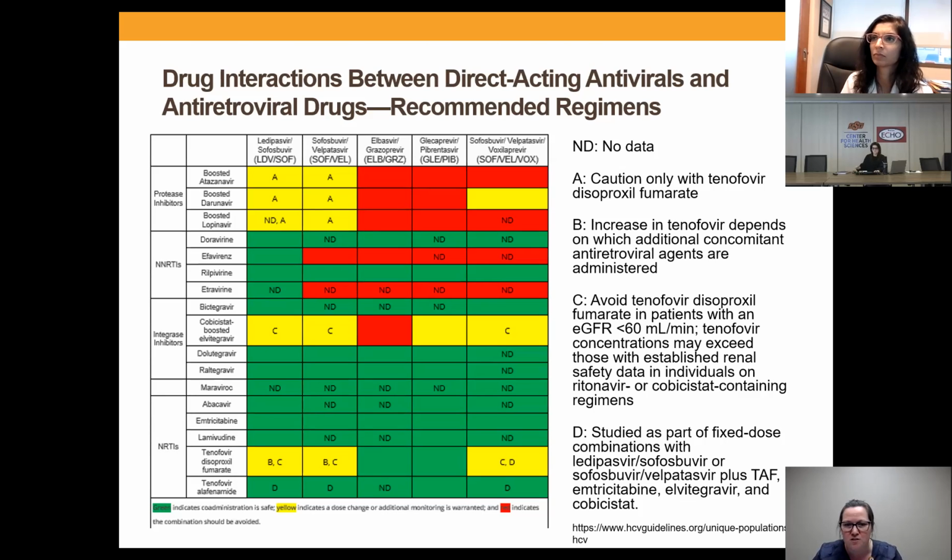What other considerations might there be? Yellow, then there's a letter here. So A, you'd come to the right. Okay, A, that's only a caution with tenofovir disoproxil. So there's a lot of data that you can look at very quickly to see what options you might go with, especially if a patient is already on an HIV regimen.